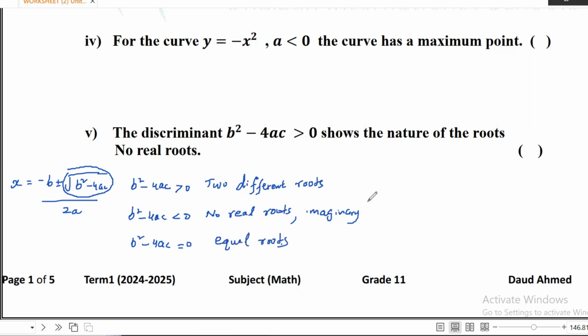So here in this case, b square minus 4ac greater than 0 is said to show no real roots. That means this is wrong, because when it is greater than 0, we have two different roots or distinct roots. I hope you understand.